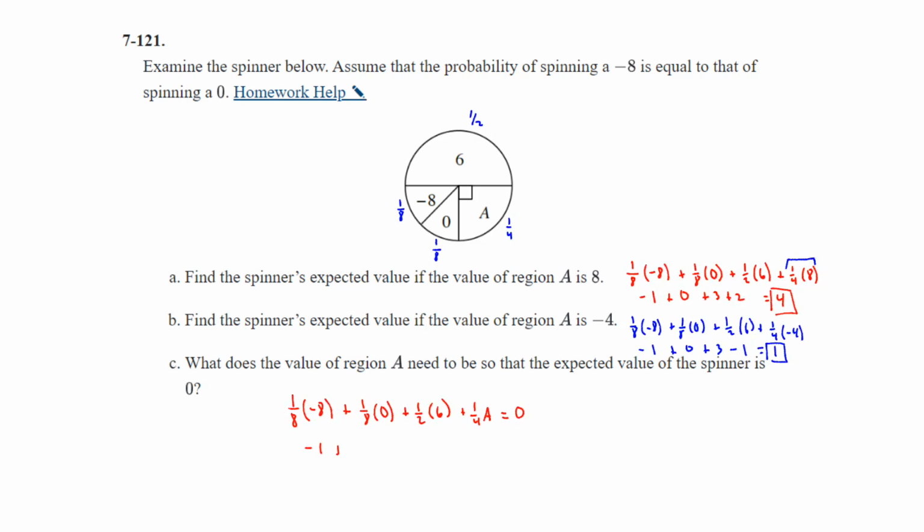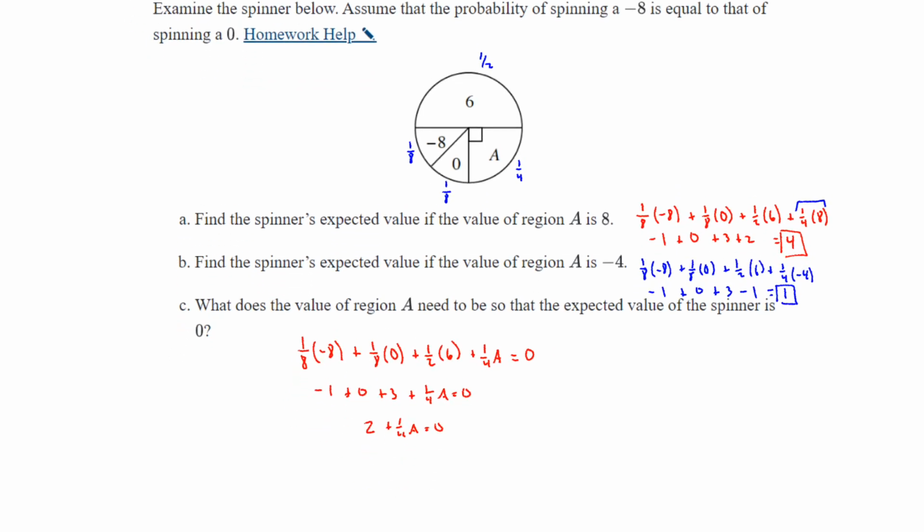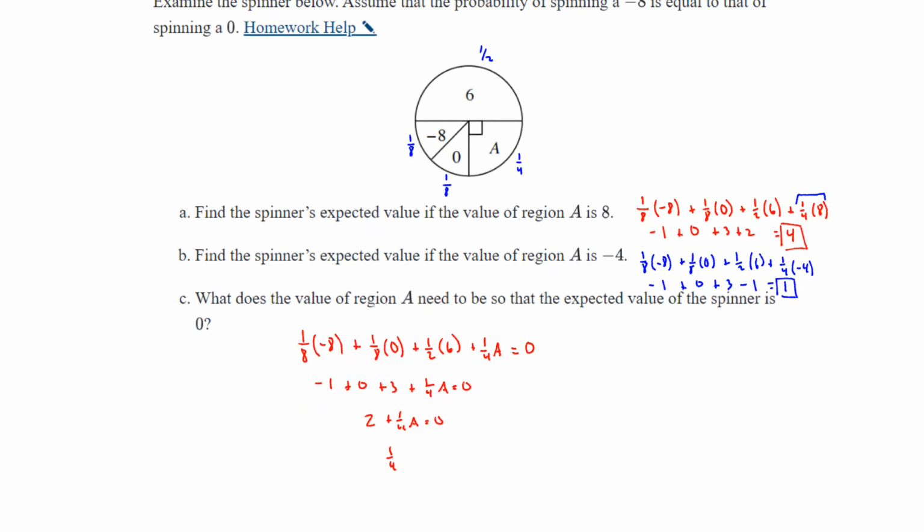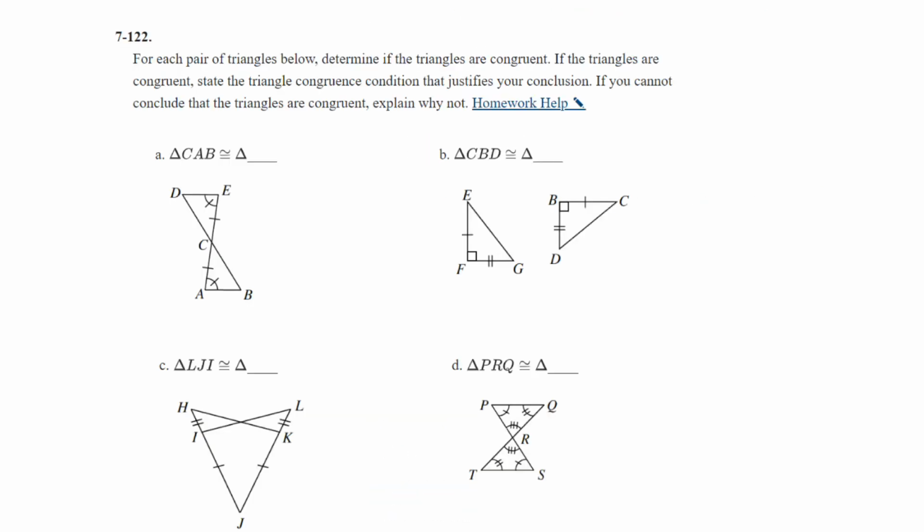So that's -1 plus 0 plus 3 plus 1/4 A is equal to 0, or 2 plus 1/4 A is equal to 0. So then we can subtract the 2. So 1/4 times A is -2, multiplied by 4. And A needs to be equal to -8. So if region A is equal to -8, then we'll have an expected value of 0, which then means it is a fair spinner.